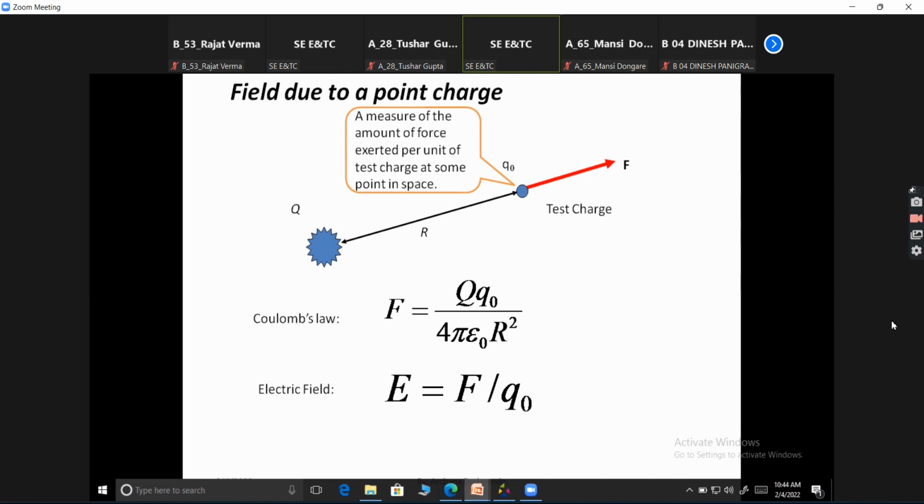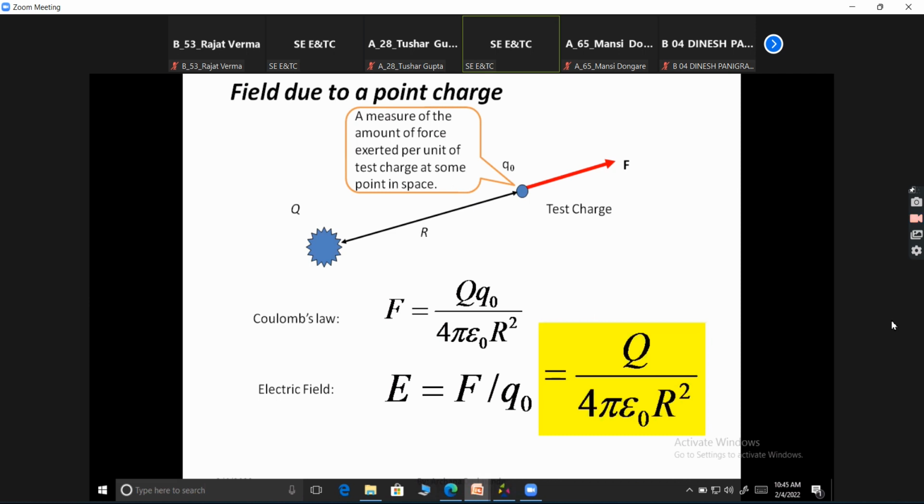But we don't use electric field intensity as Newton per Coulomb, because we are from an electrical background. So we deal with voltage and current. So at a later stage you will find that electric field is expressed in the unit of volt per meter. We'll see how that volt per meter actually comes.